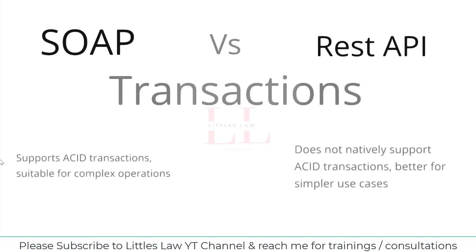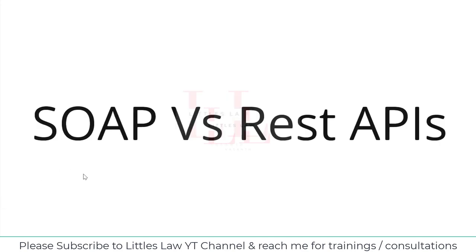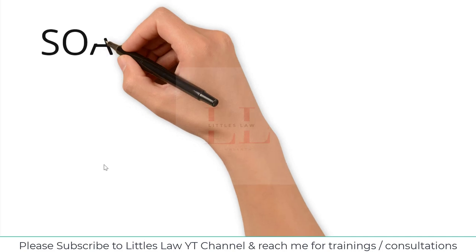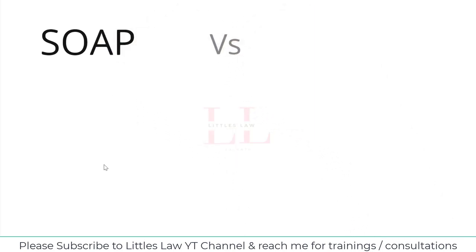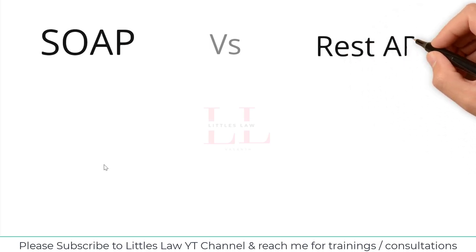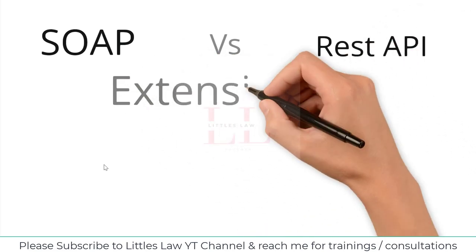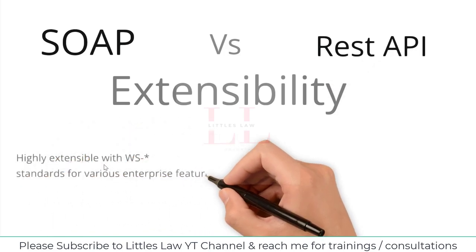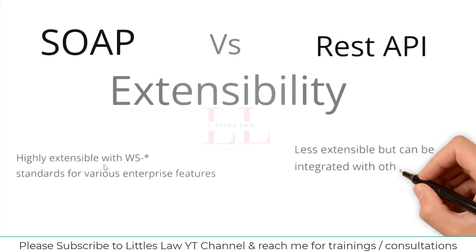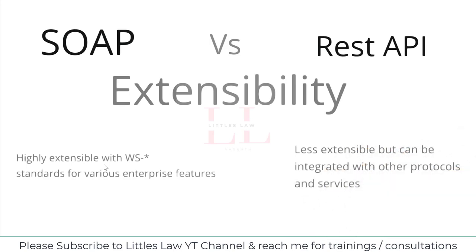So we'll move on to the next difference, which is the extensibility. So, the extensibility difference between SOAP and REST API. SOAP is highly extensible, which allows for integration of additional features such as security, addressing, and transactions through WS standards. This extensibility makes SOAP a powerful tool for building complex enterprise level services.